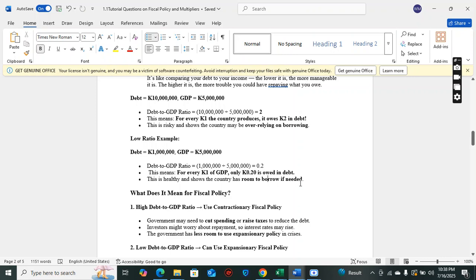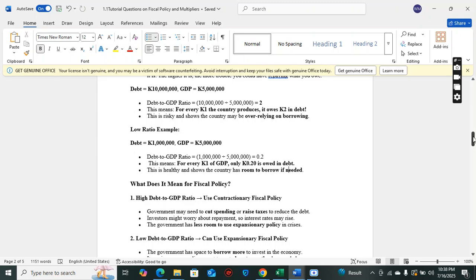So I'll need you to check countries' debt to GDP ratios. I want you to see if you can find any country that has a debt to GDP ratio which is below one. Any questions?